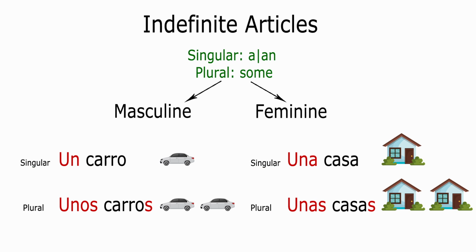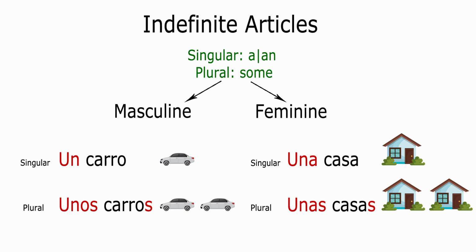At the top, we see a, an, and some in English. These split into two sides again. On the left, we have masculine nouns. For one masculine object, we use un. For example, un carro, a car. For more than one, we use unos. For example, unos carros, some cars.